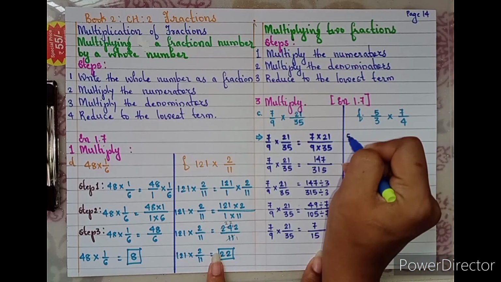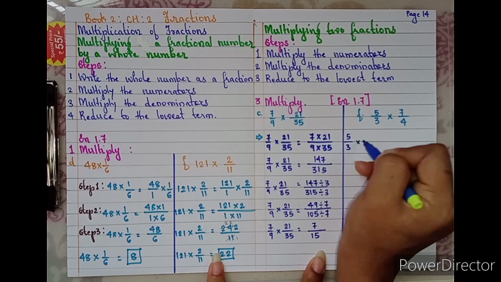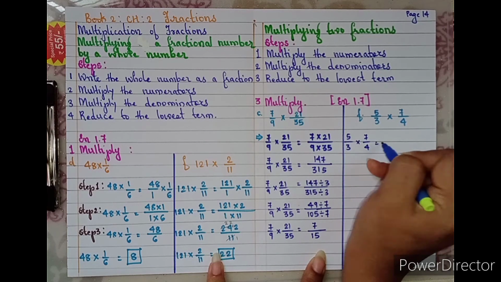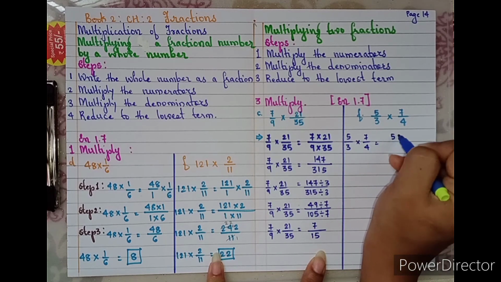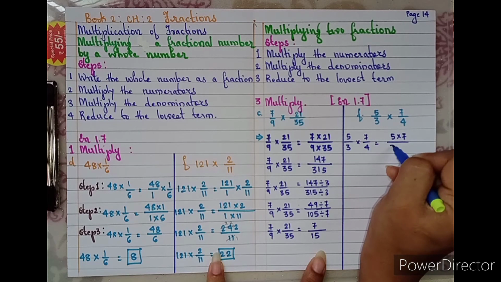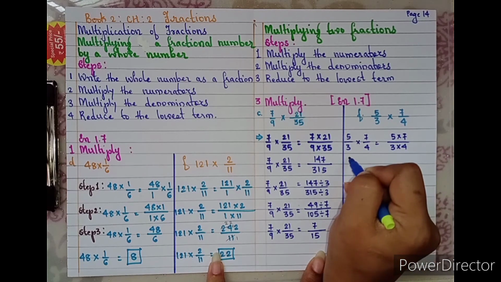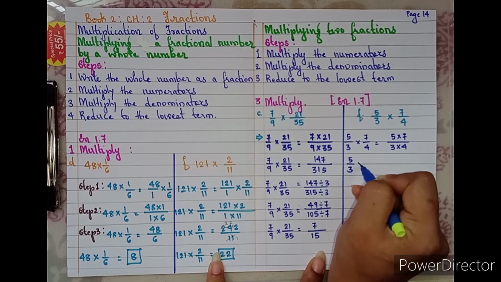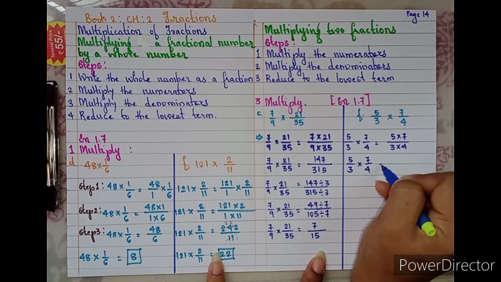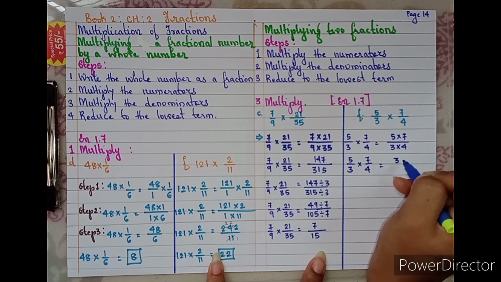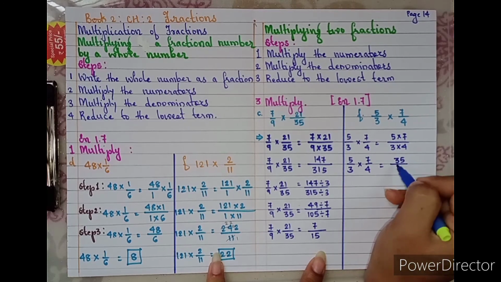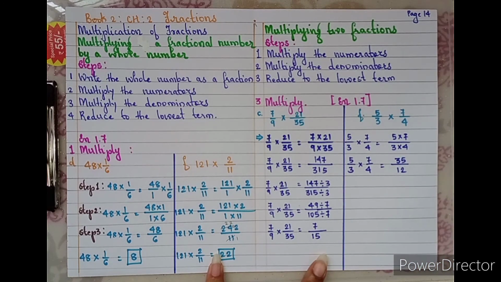We are going to follow the same procedure. 5 by 3 into 7 by 4 equals 5 into 7 divided by 3 into 4. Therefore, 5 by 3 into 7 by 4 equals 7 5s are 35, divided by 4 3s are 12.